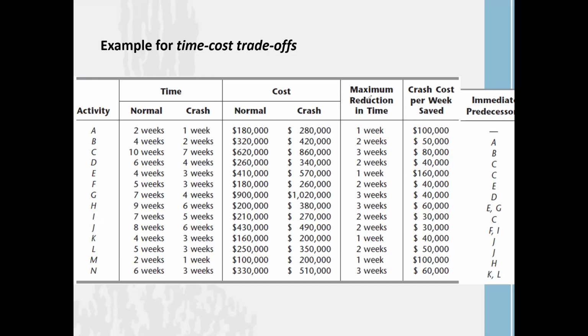Now our calculation is not over yet, because this is the project information given to you. These are your normal activities. Yes, you can reduce those activities by some weeks like this, and this is your incurring cost. Based on this cost, you are calculating the additional cost of reduction of 1 week.